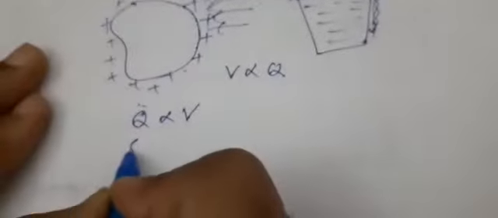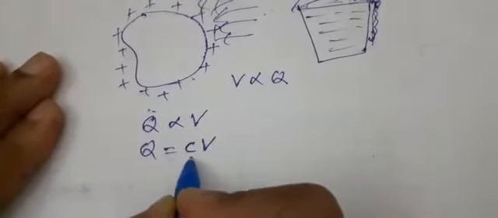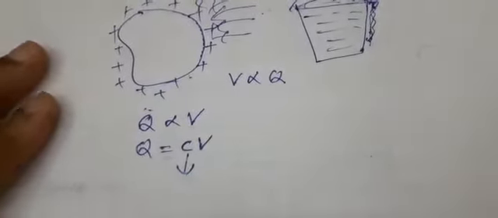Now, when you remove this proportionality sign, then you get a term C, this constant C, which is taken as capacitance. This is taken as the capacitance of the conductor.